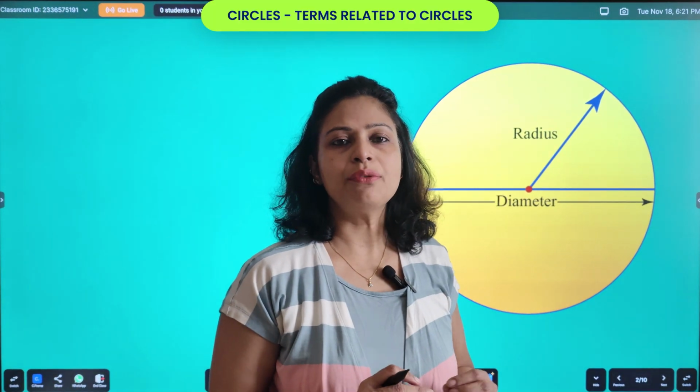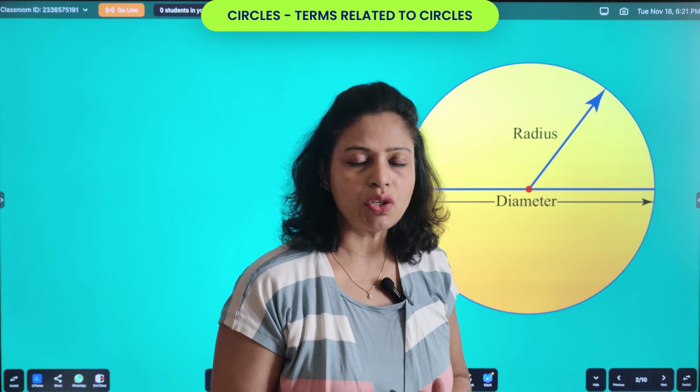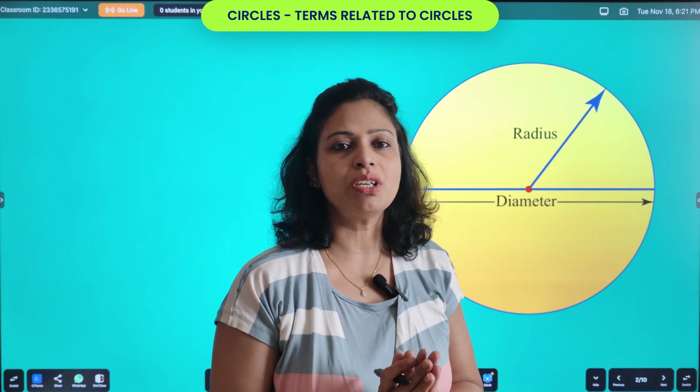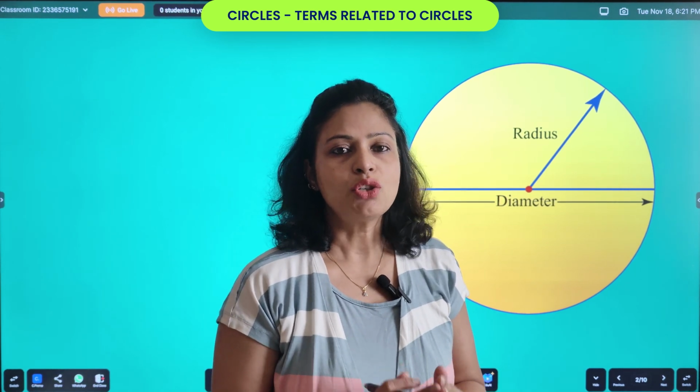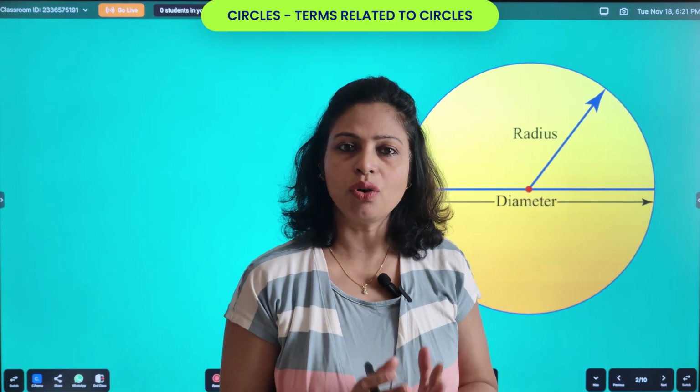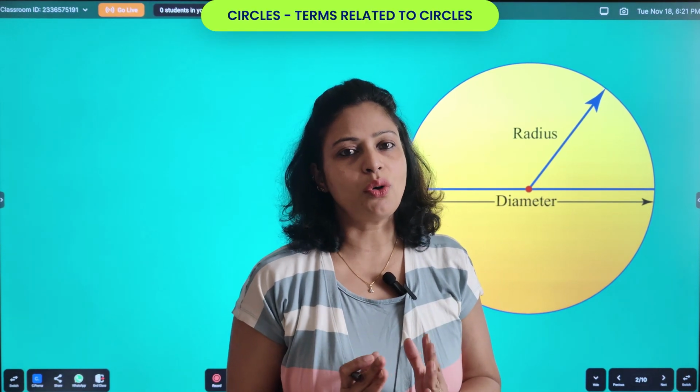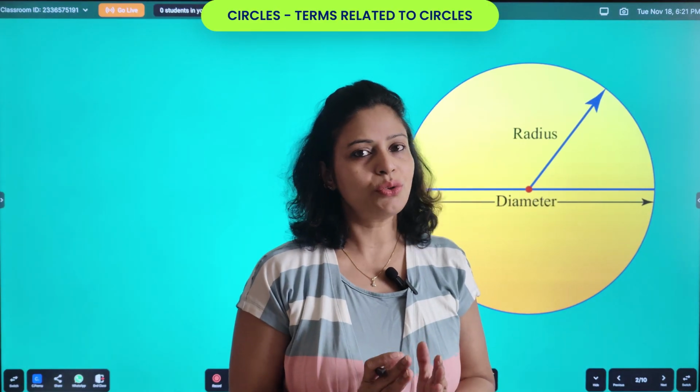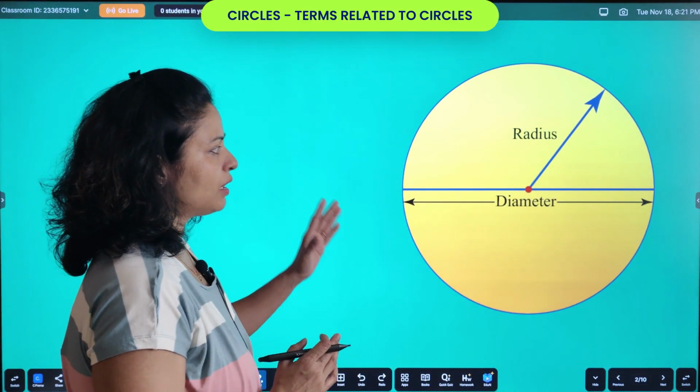So now we will learn different terms. There are 10 terms which I am going to explain to you, which are related to the topic circle. Before you start the chapter on circles, you should be well aware of these 10 terms related to circles, alright? So first let us start with the radius.